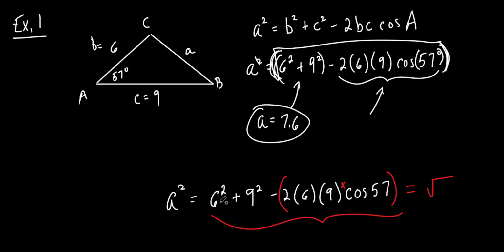So did you get it? Have you tried it yet? All right, so 6 squared plus 9 squared minus parentheses 2 times 6 times 9 times cosine of 57. Close the parentheses, hit equals, and then you take the square root, and you should get 7.6. Okay? Has everybody tried it? Everybody promise me? Has everybody tried it and got 7.6? Okay? You got to make sure you do that. You should have your calculator with you all the time. Do you?